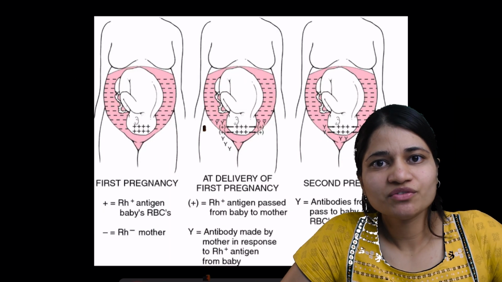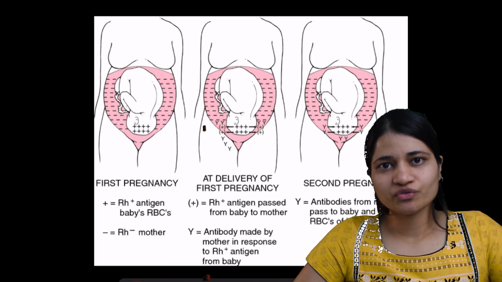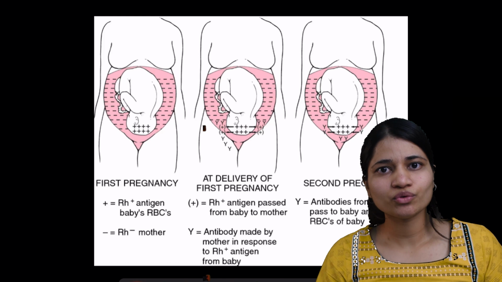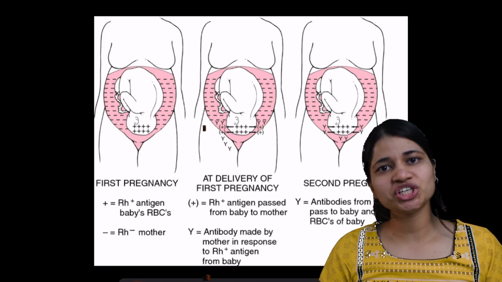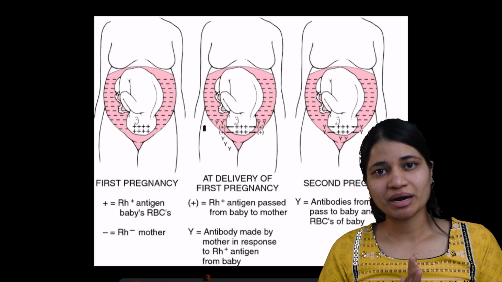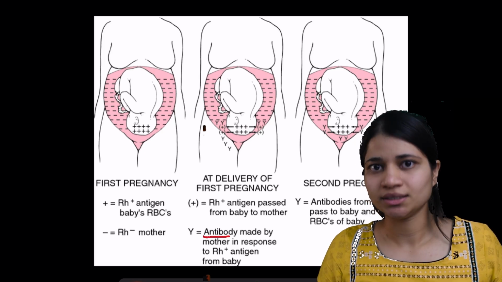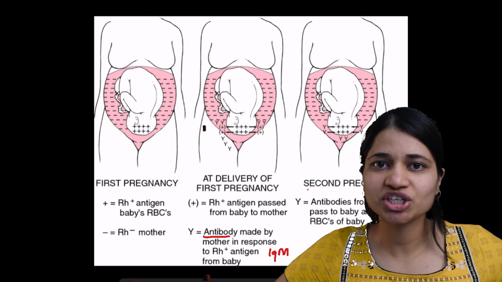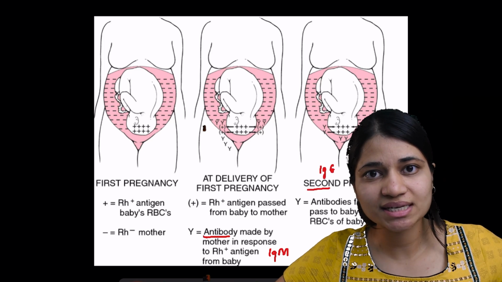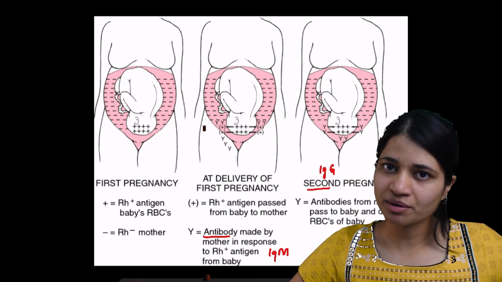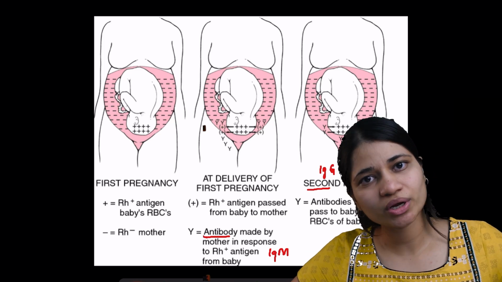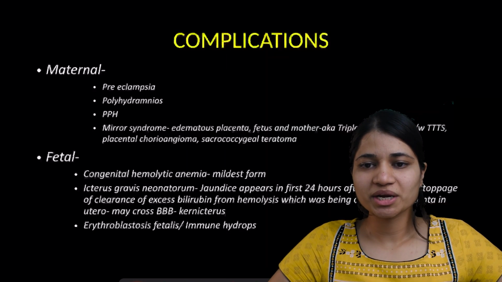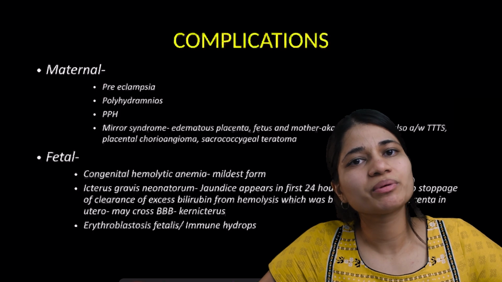Now let's talk about why the first pregnancy is not affected. When an Rh negative mother mounts an immune response against the baby, as we know, whenever an acute immune response is mounted, IgM antibody is formed. This IgM antibody, being large, cannot cross the placenta. Slowly in the mother, IgG antibodies get formed. These IgG antibodies can take almost as long as 6 months to form. Thus, in the second pregnancy, these IgG antibodies, which are small in size, cross the placenta and affect the second pregnancy. Now, what can be the complications of an Rh isoimmunized pregnancy?